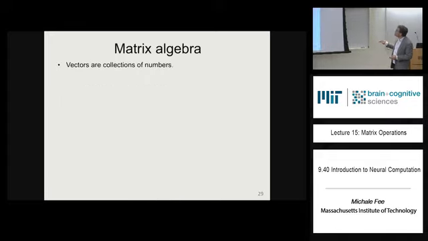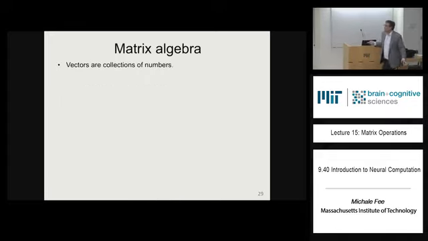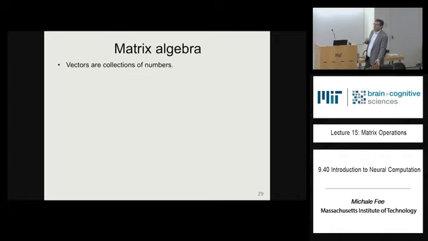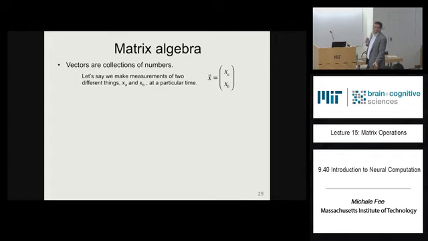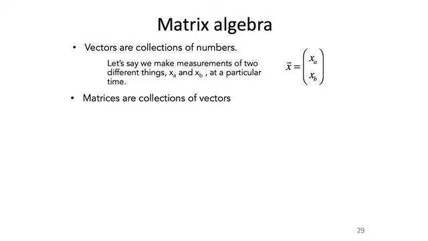All right, so just as you can think of vectors as a collection that you write down. Let's say that you are making a measurement of two different things, let's say temperature and humidity. So you can write down a vector that represents those two quantities. Matrices you can think of as collections of vectors.